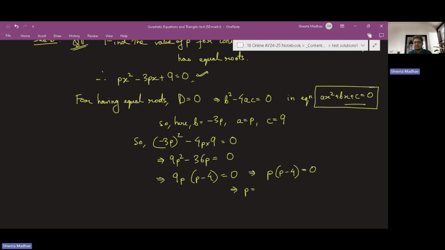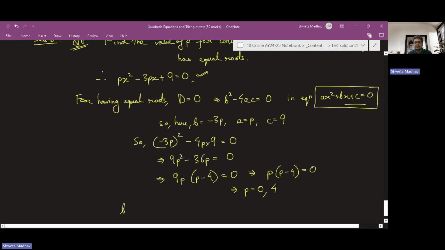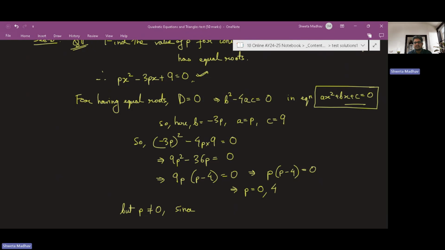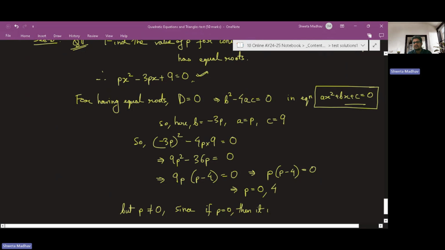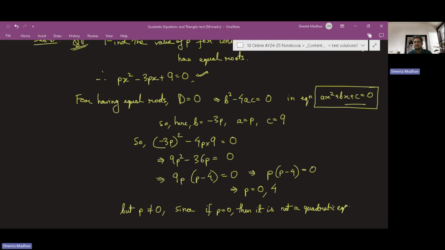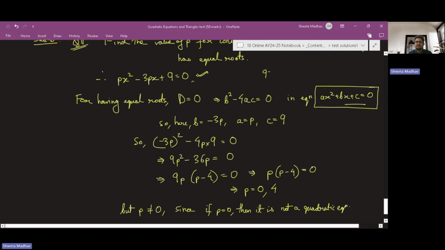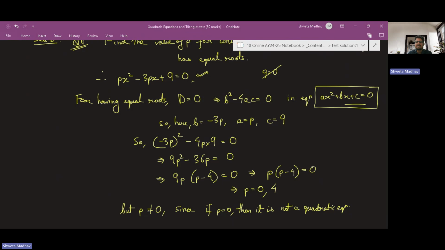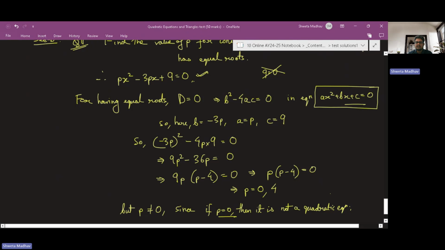It means p can be equal to 0 or 4, but p here can't be 0, since if p is 0, then it will not be a quadratic equation. Or we can say that if p is 0, then it will be 9 equal to 0, which has no solution at all. So hence p can't be 0.